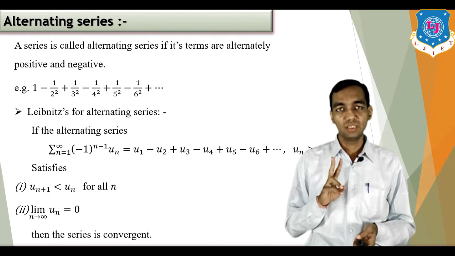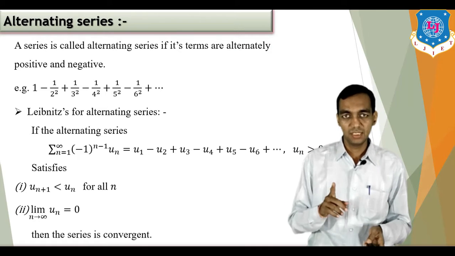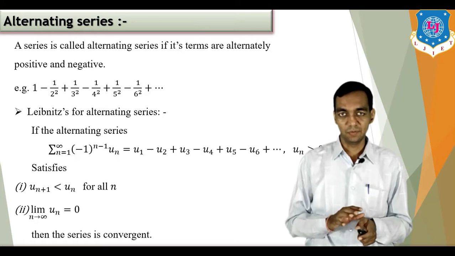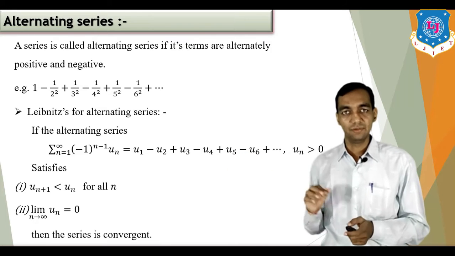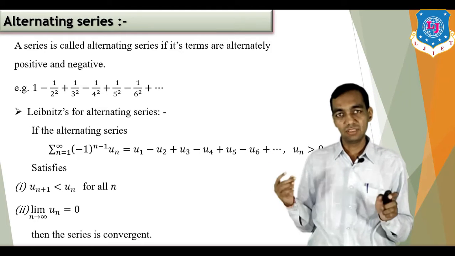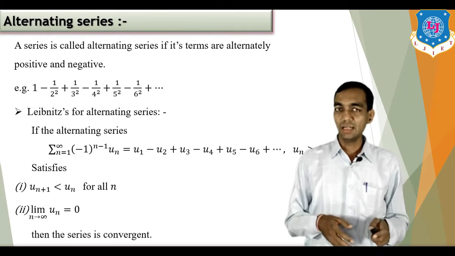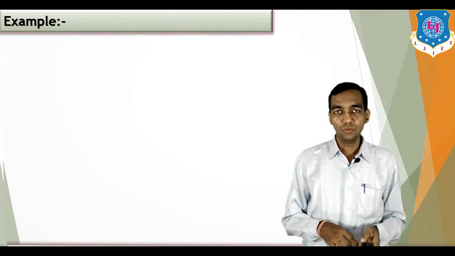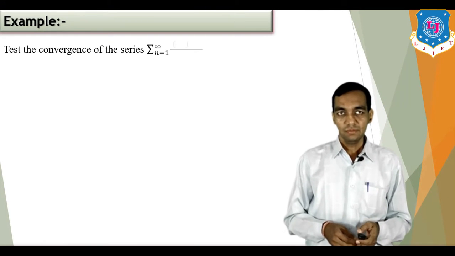That means you have to check two conditions. First, the series is numerically decreasing. That means without sign, plus or minus, it must be decreasing. And secondly, the limit of the nth term without sign is 0. You can also consider it with sign or without sign. Okay. So we are going to check one example.